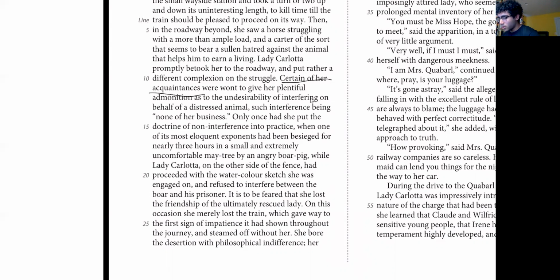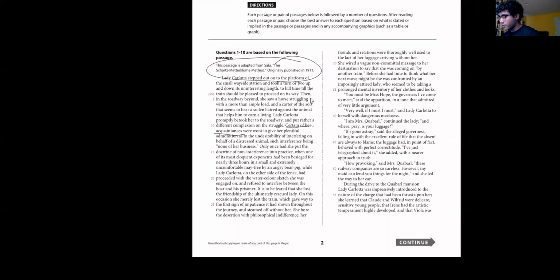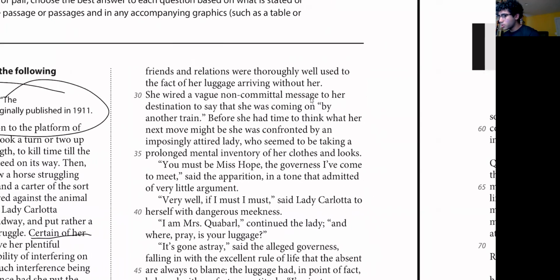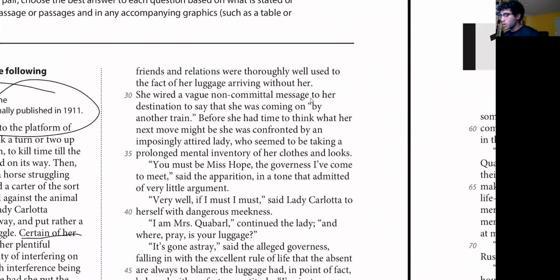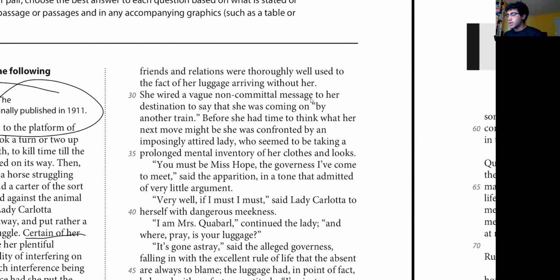So on this occasion, she merely lost the train, which gave way to the first sign of impatience that had shown throughout the journey, and steamed off without her. She bore the desertion with philosophical indifference. Her friends and relations were thoroughly well used to the fact of her luggage arriving without her. She wired a vague, non-committal message to her destination to say that she was coming on by another train.